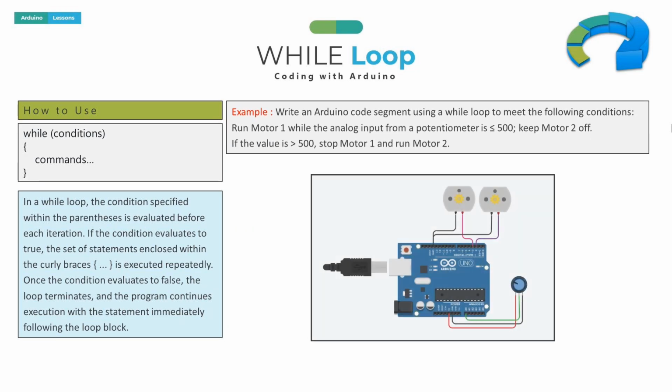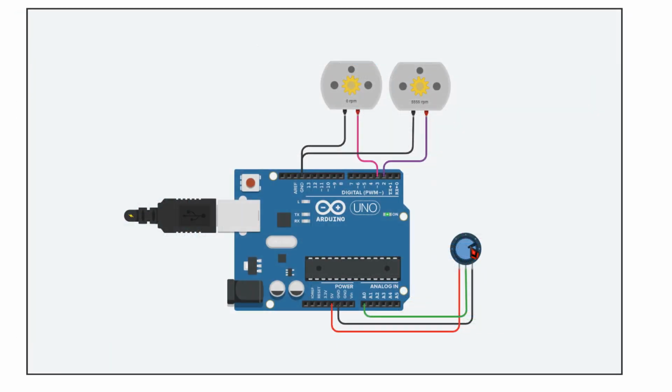Now, we'll take a look at how the while loop works through an example. Suppose we want the first motor to run continuously while the value read from the analog input where a potentiometer is connected is 500 or below, and for the second motor to stop in this condition. Similarly, if this value is above 500, the second motor should run while the first one stops. As you can see, depending on the value of the potentiometer, the behavior of the motors changes.